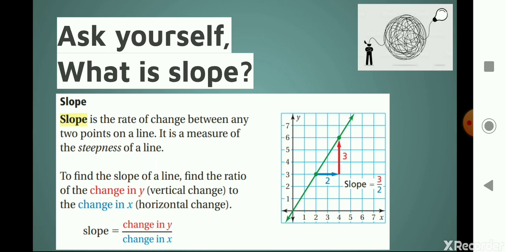To find the slope of a line, find the ratio of the change in y, which is the vertical change, to the change in x, which is our horizontal change. Change in y over change in x.